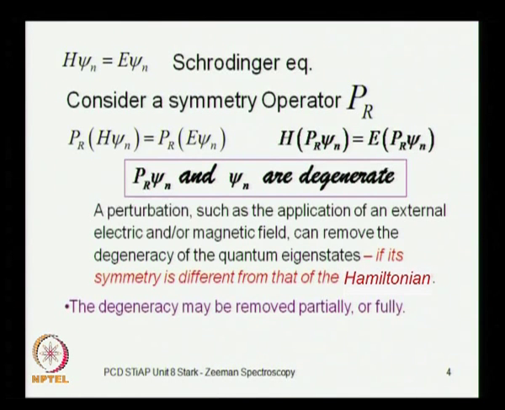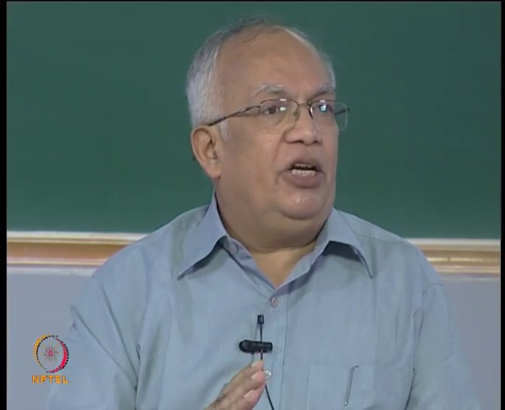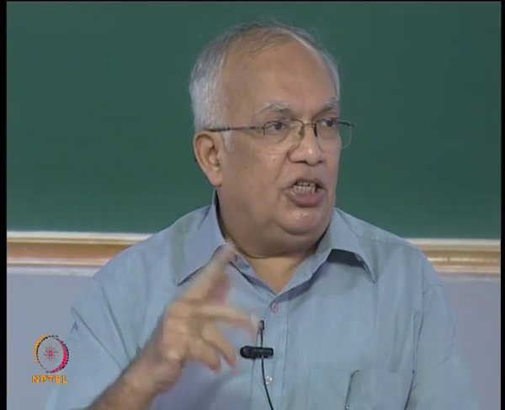So the degeneracy can be removed by breaking the symmetry of the Hamiltonian, and you may break the symmetry either partially or fully. Then you can look for spectroscopic transitions between the states of the full Hamiltonian, which is the unperturbed Hamiltonian plus the perturbation Hamiltonian. So you can have transitions between those, and this is what Stark spectroscopy and Zeeman spectroscopy are about.